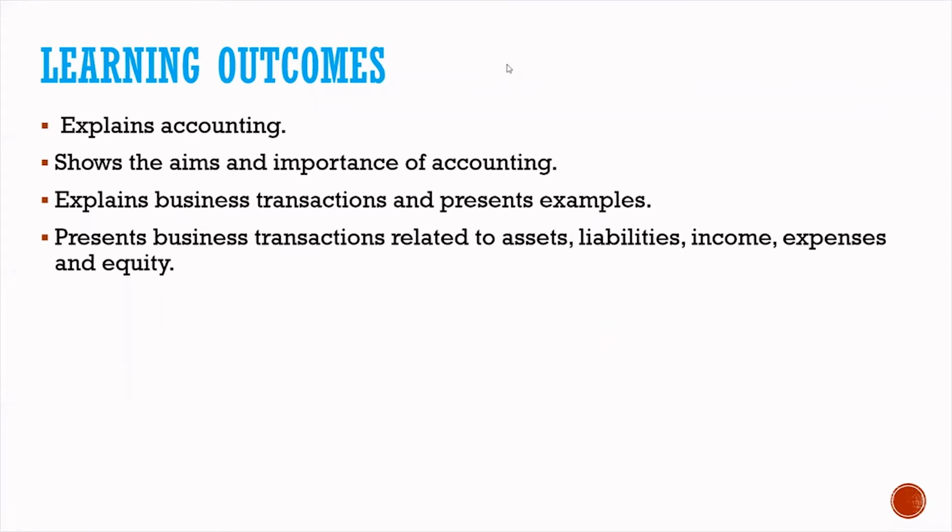These are the learning outcomes which you should understand. You should be able to describe what is accounting, show the aims and importance of accounting, explain the business transactions and present examples, as well as identify the business transactions related to assets, liabilities, income, expenses, and equity.